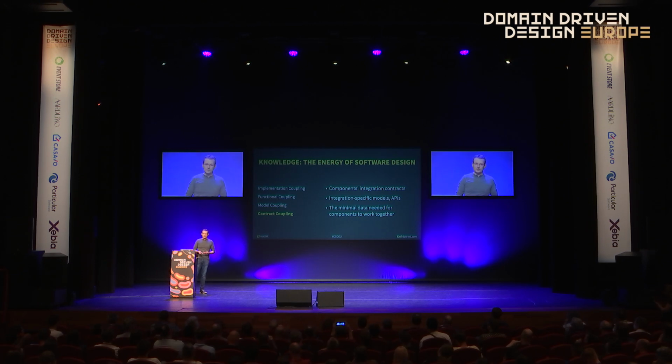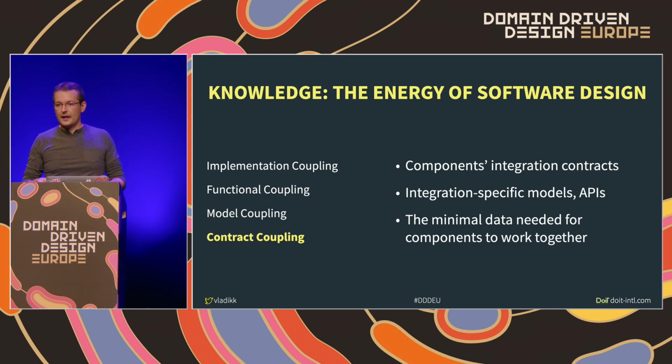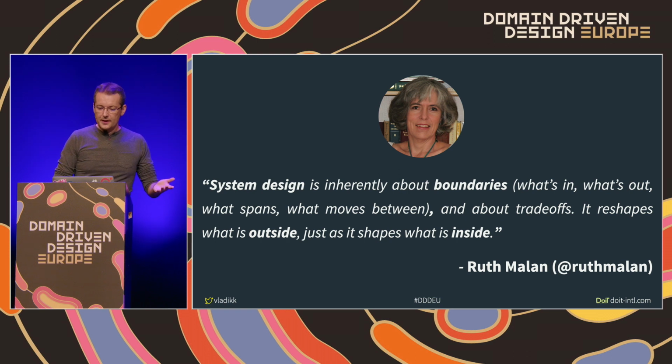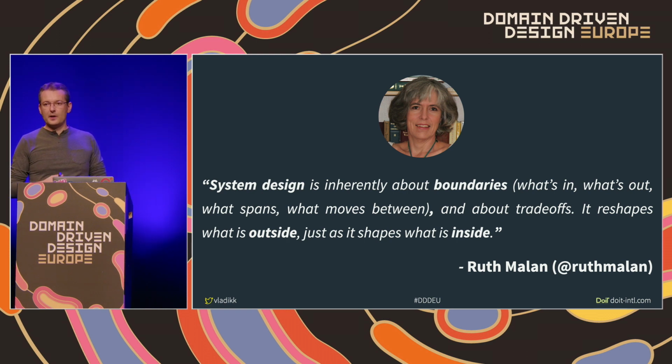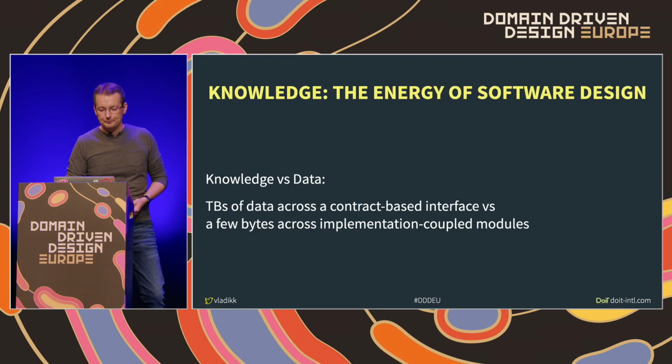A typical example of contract coupling in domain-driven design lingo would be using a published language. It's an integration-oriented model that doesn't reflect any knowledge about how the second module is implemented, its functional requirements, and the models that module uses internally. As Ruth Malan famously said, system design is inherently about boundaries. Boundaries define how knowledge is flowing through a system and what kind of knowledge is shared between the different components.